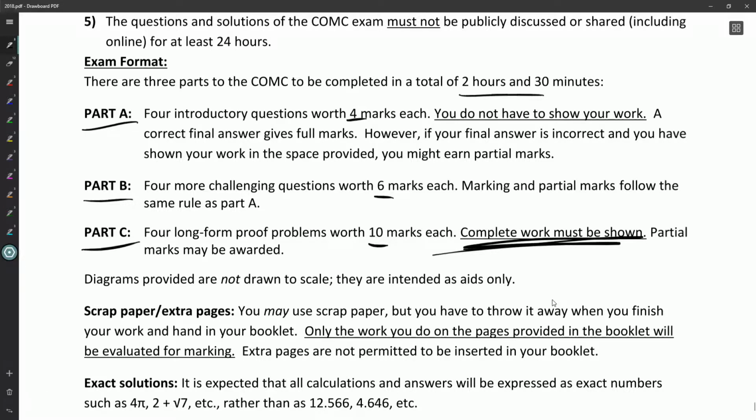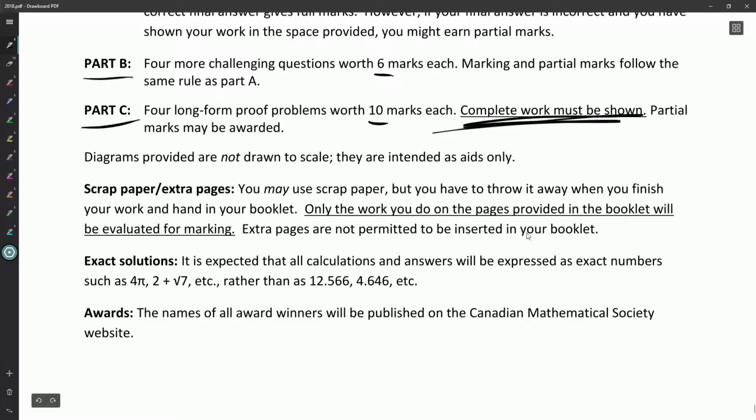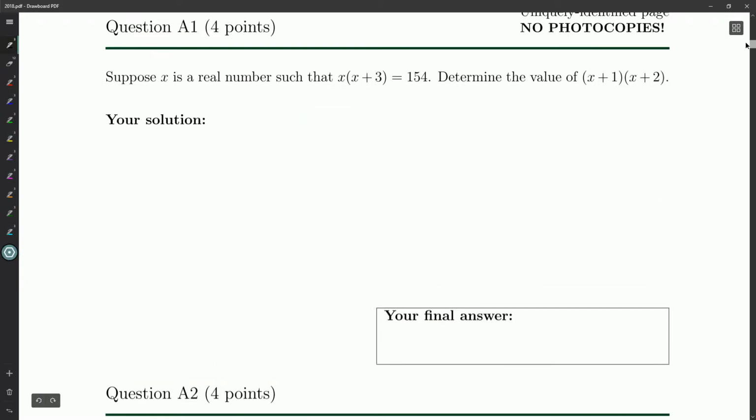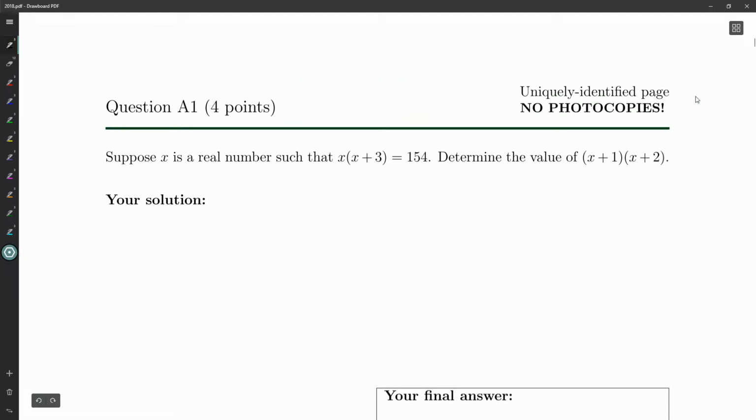And this is something the COMC has in common with a lot of harder math contests, that it's not just about the answer you get, it's about the work you show and what you can do. Okay? There's a whole bunch of other stuff, the exact solution stuff, but if you want to read that, you're more than welcome to. As I say, you can get a copy by clicking the very first link down in the description. I'm just going to scroll us all the way back up to question A1, and that's what we're going to take a look at in this video. We're just going to start it off with one question, and in the next video we're going to do A2, and then A3, and so on, until all 12 questions are done.